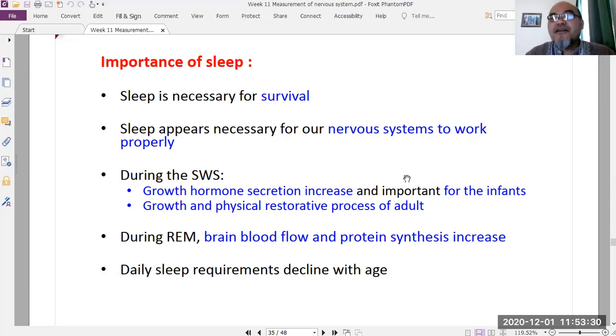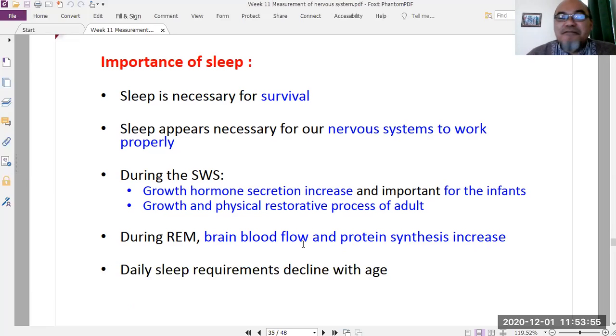So if you do only very hard exercise or sports, but without proper, enough rest or sleep, then basically you are destroying your own body. And during REM, the brain blood flow and protein synthesis increase.